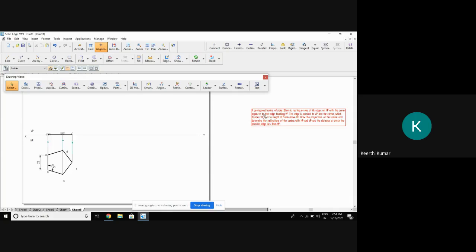Next, the first sentence is finished. With the corner opposite to that edge touching VP. That means the resting edge is AE. The corner opposite to AE, the resting edge, is the point C. This should touch VP. Okay, now it is resting on HP, so satisfy with respect to HP first. This condition you keep for the last. Then this edge is parallel to VP and the corner which touches VP is at a height of 15 mm above HP. That means the point C dash should be at a height of 15 mm.